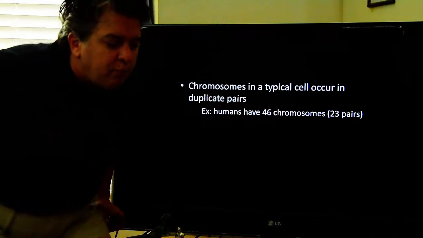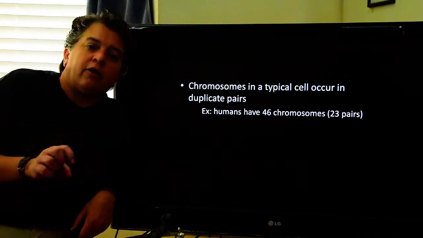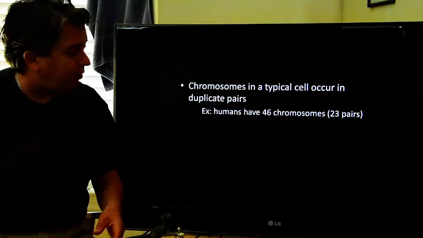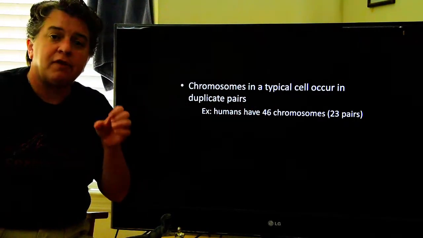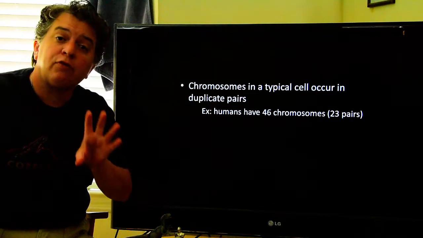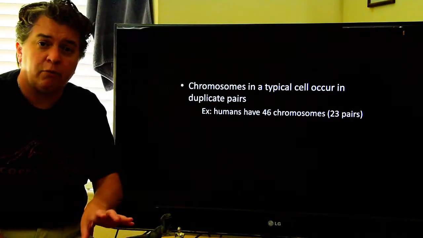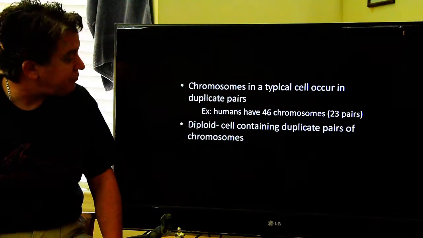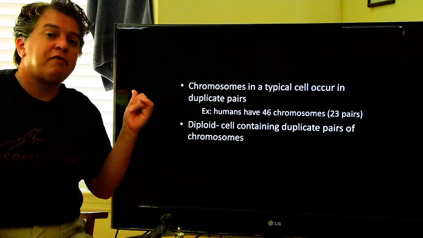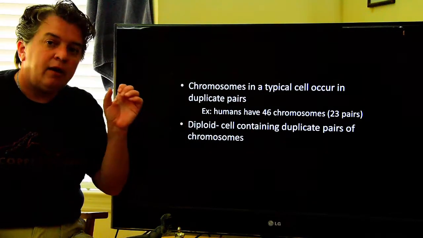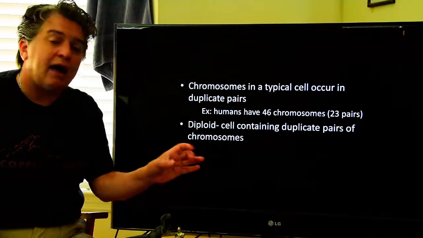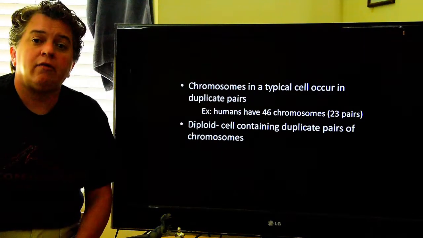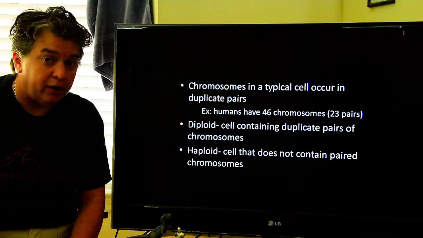Now, chromosomes in a normal cell occur in what are called duplicate pairs. So, for example, humans have 46 chromosomes. We have 23 pairs of chromosomes, so a total of 46 in our cells. And we call this diploid. Diploid refers to a cell that has these duplicate pairs of chromosomes. And the majority of our cells are diploid.